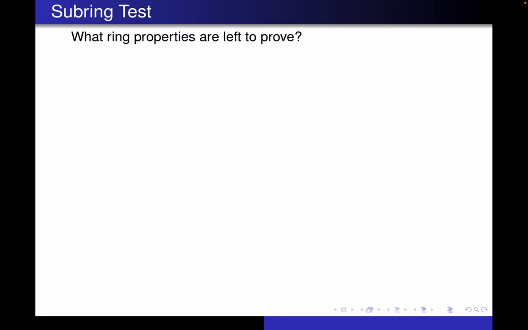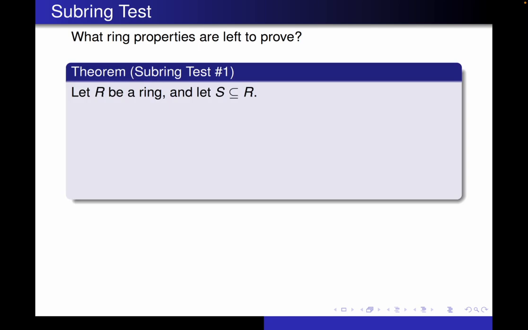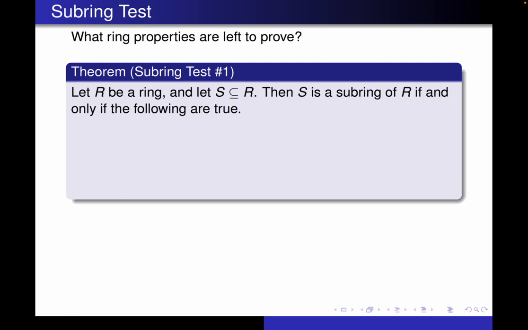So what ring properties are left to prove? Well, here comes our theorem. It's going to bring us our first subring test. Suppose R is a ring and let S be a subset of R. Then S is going to be a subring of R precisely when the following are true.